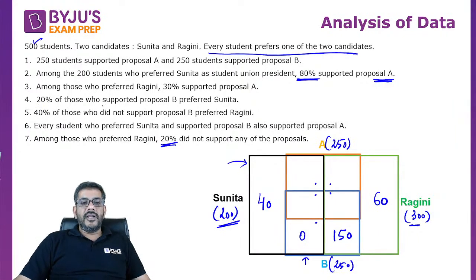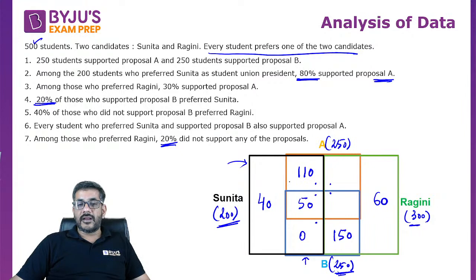Next. 20% of those who supported B. How many people support B? 250. 20% of 250 is 50. Who supported proposal B and preferred Sunita? Out of these 250 people, 50 preferred Sunita. So those who prefer Sunita are 50. So these two areas are equal to 50, of which this area is already 0. So this area would automatically become 50, and hence this area would be 110, because we had already given that. This would become 110.